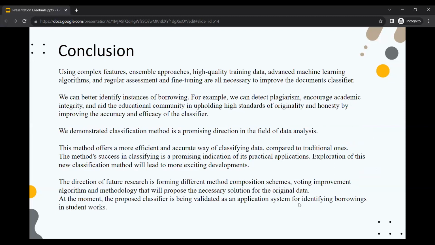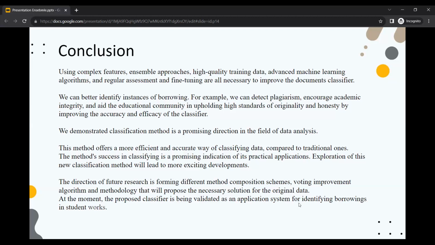So using complex features and ensemble approaches, high quality training data is all necessary to improve this document classifier. And with this improved classifier, we can better identify instances of different kinds of borrowing, as mentioned above, like plagiarism detection and so on. And finally, we demonstrated that the classification method is a promising direction in the field of data analysis, and this method offers a more efficient and accurate way of classifying data compared to traditional ones. So the method's success in classifying is a promising indication.